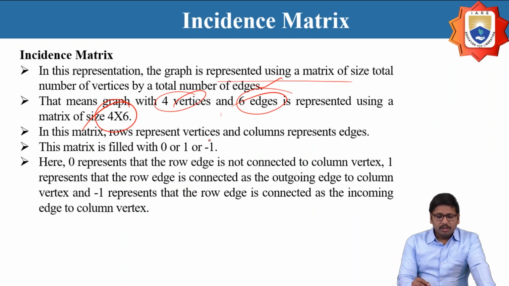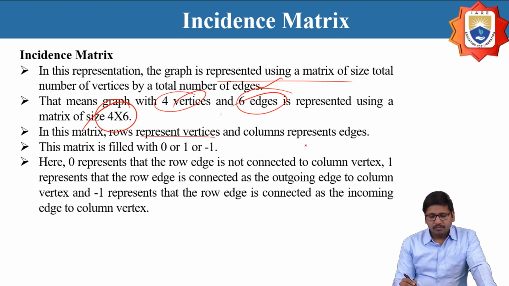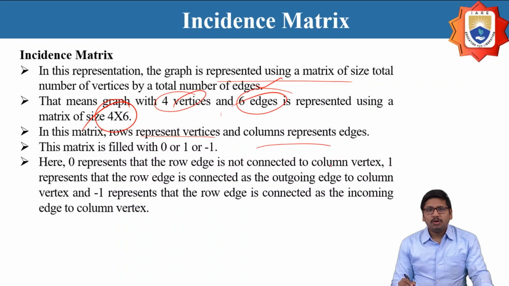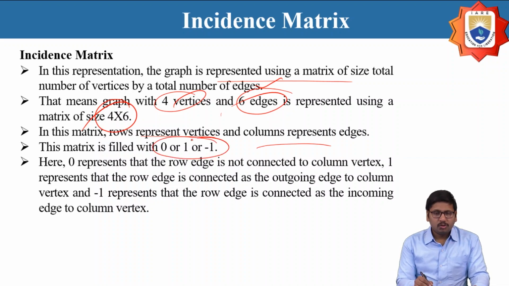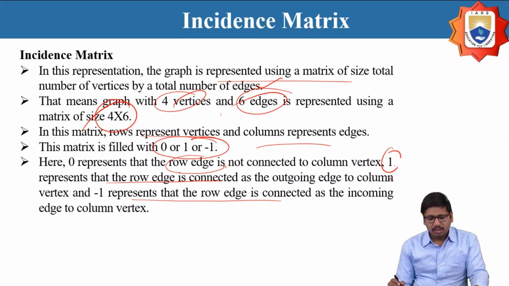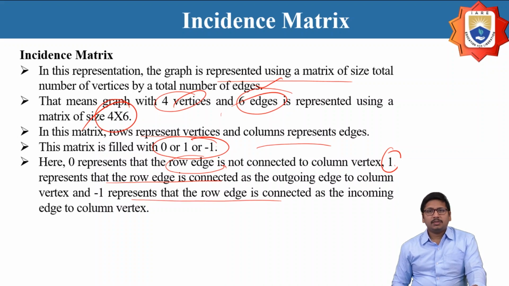In this matrix, the rows represent the vertices, and the columns represent the edges. And this matrix is going to be filled with 0, 1, and -1. So 0 means the row vertex is not connected to the column edge. And 1 means the edge is connected as an outgoing edge from the vertex. And -1 means the edge is connected as an incoming edge to the vertex.